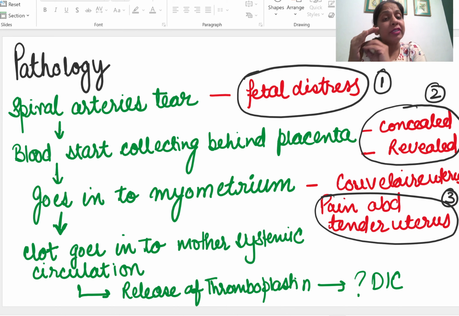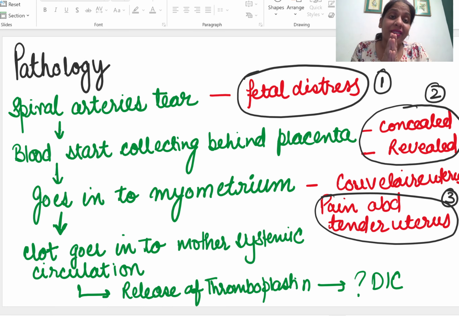Now, the clot which is inside the myometrium can go into the mother's circulation, and then it will release thromboplastin. And you all know that when thromboplastin is released, the patient can go into DIC, right? So it means this abruptio placenta patient can go into DIC and die. This mother whose fetus is in distress will soon go into DIC and will die.